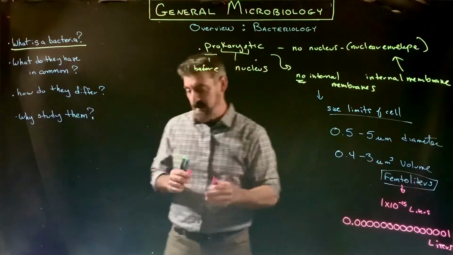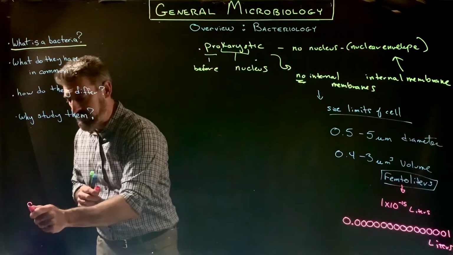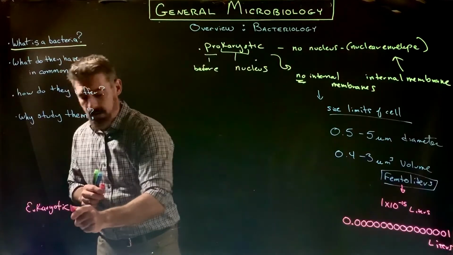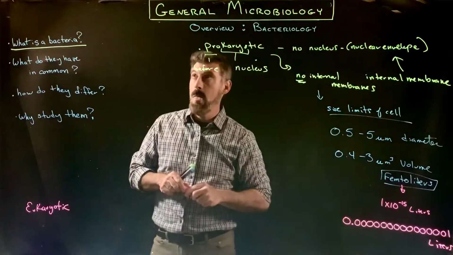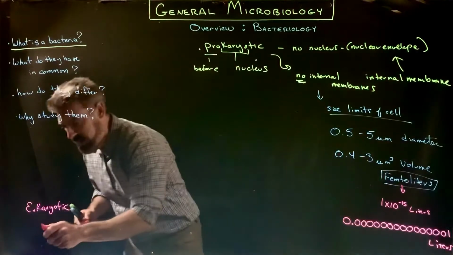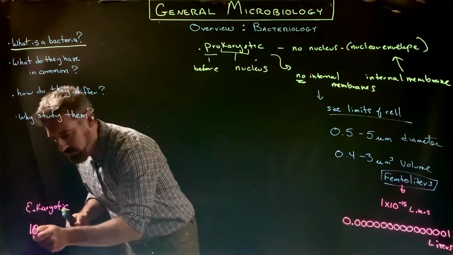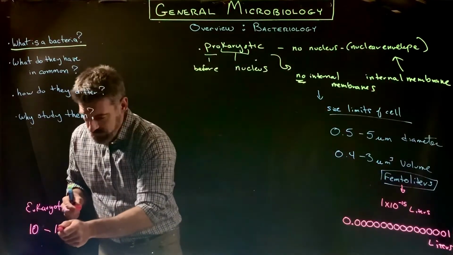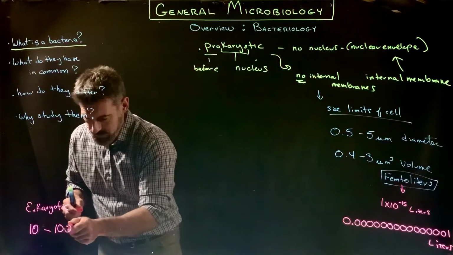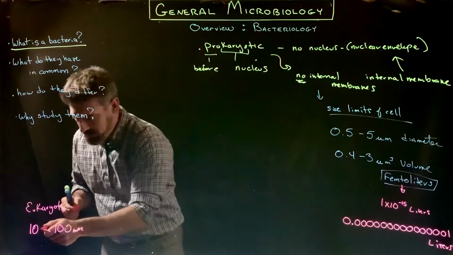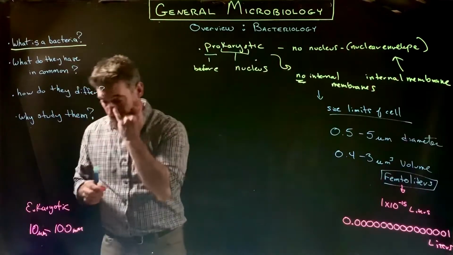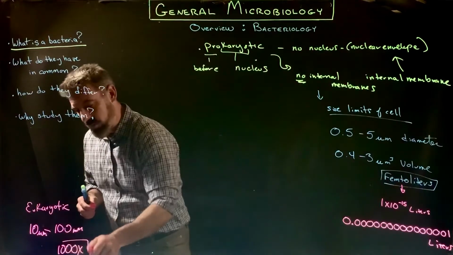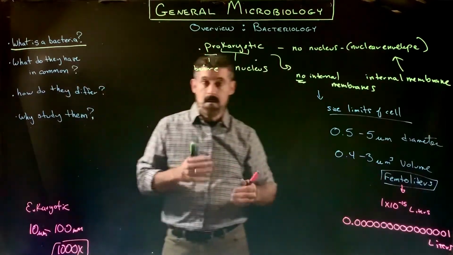This isn't the lecture on eukaryotic cells, but as opposed to that, eukaryotic cells can range wildly in size, usually going from about 10 micrometers up to 100 millimeters, which is over 1,000 times. And that's just for average cells.